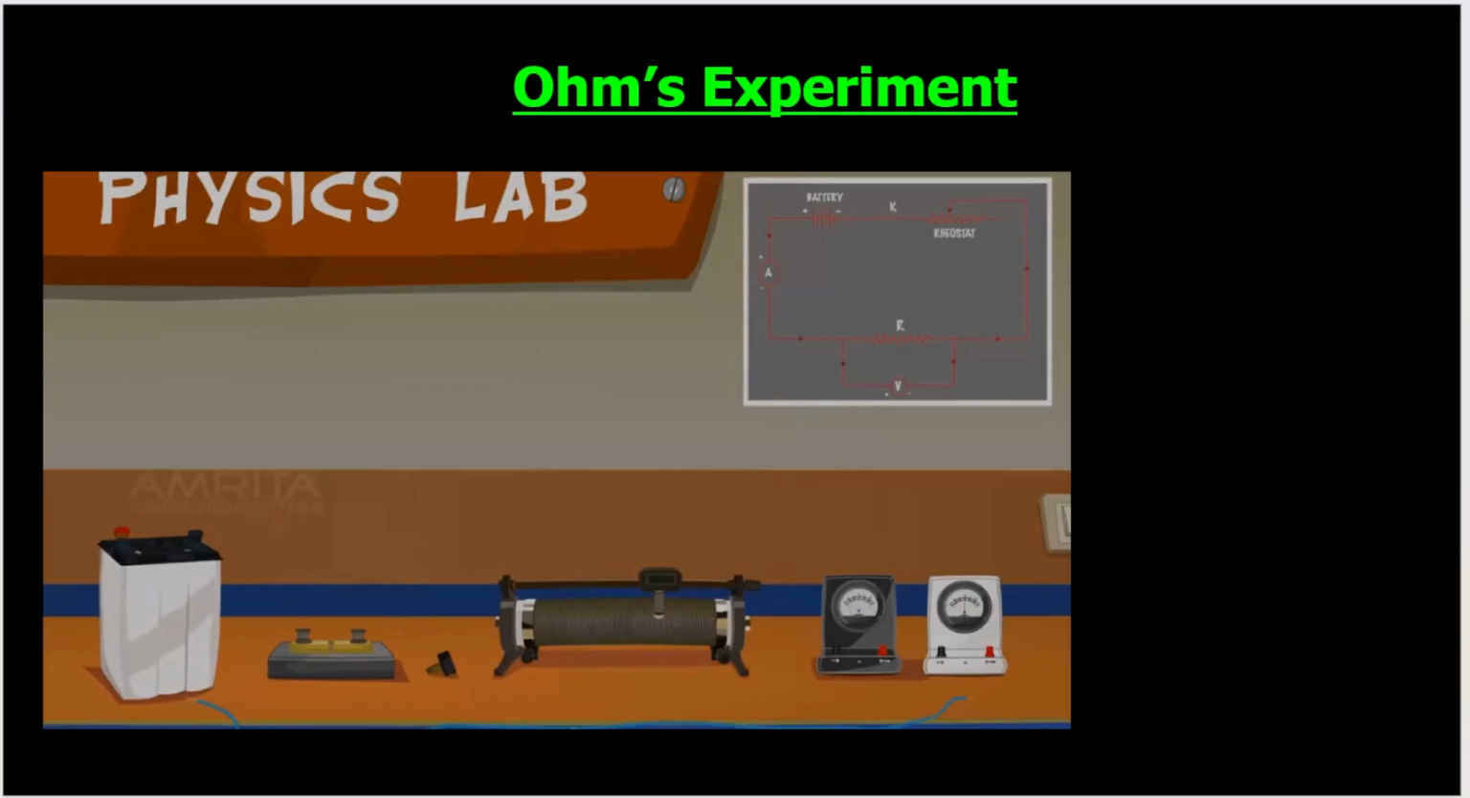We have a very important experiment which is called Ohm's experiment, in which we have a battery, because the battery is the pumping source. It will push charges. So we have a moving charge, so we have electric current. Then we have something which is called a rheostat. Rheostat means a resistance that we can control its value by changing the length of the wire in the circuit. This is called the slider.